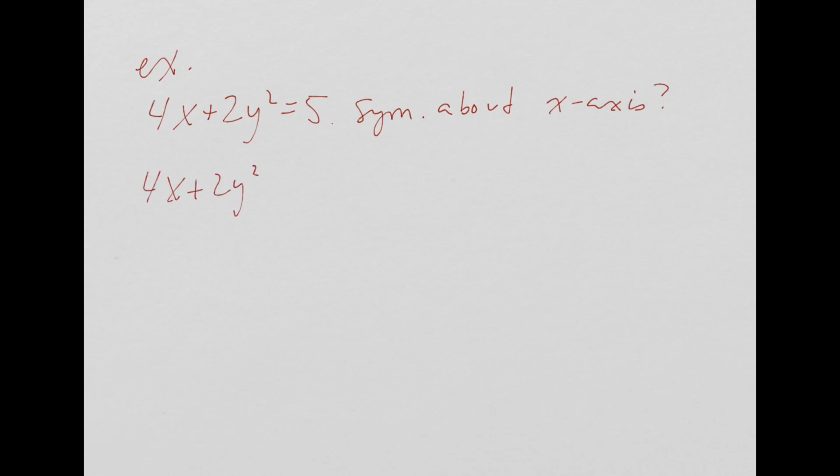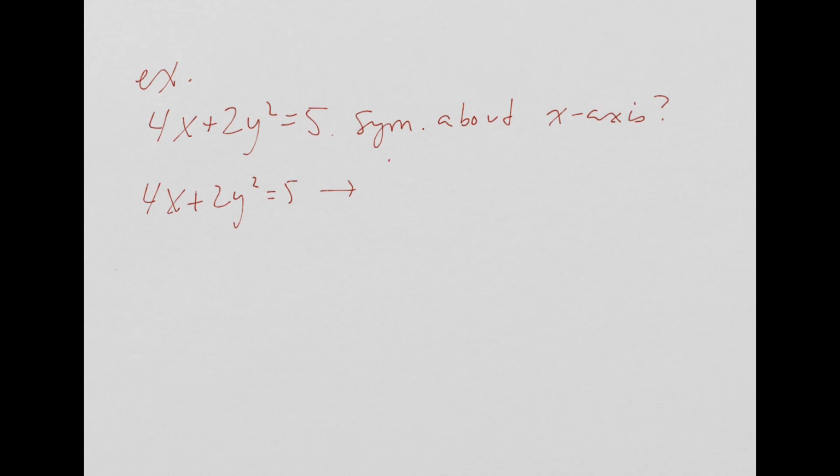So for example, let's look at 4x plus 2y squared equals 5. I want to know, is this symmetric about the x-axis? Well, let's see. I have my original equation. For the x-axis, I replace y with a negative y. So everywhere I see a y, I'm going to replace it with a negative y.